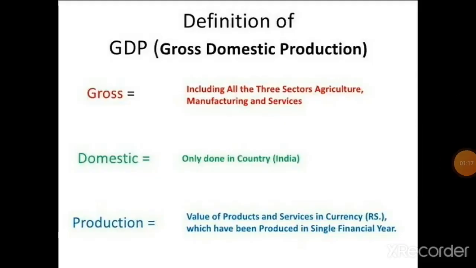Here, gross means including all the three sectors, that is agriculture, manufacturing and services. Domestic means only done in the country. The product which is produced in the country is called domestic product. Then production is the value of products and services in currency which have been produced in a single financial year. So all this combined together is called gross domestic product.